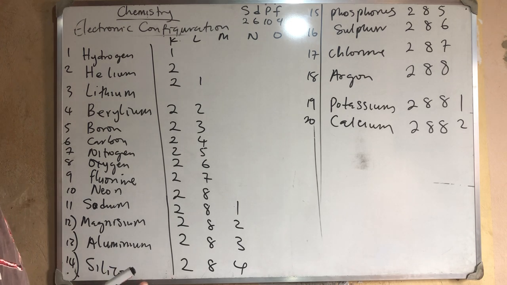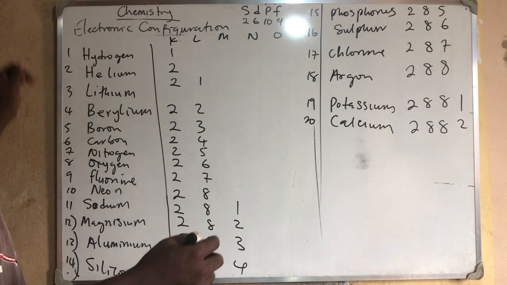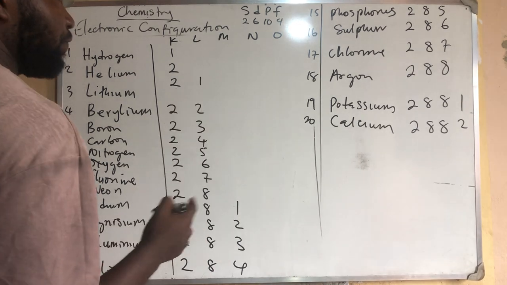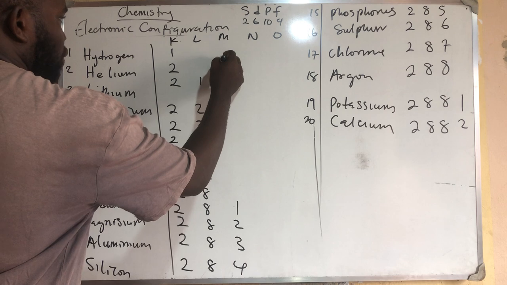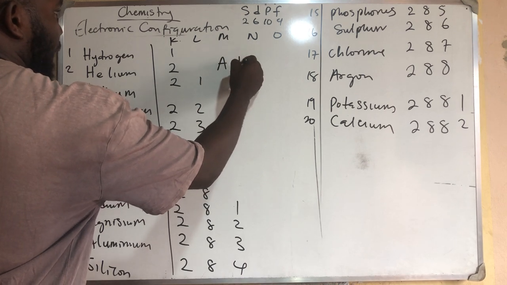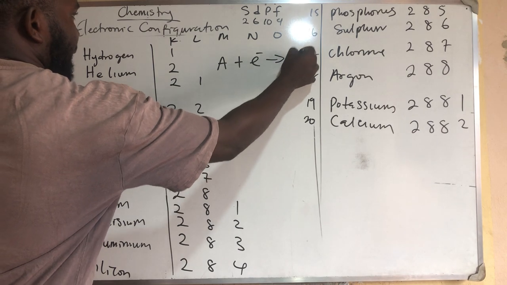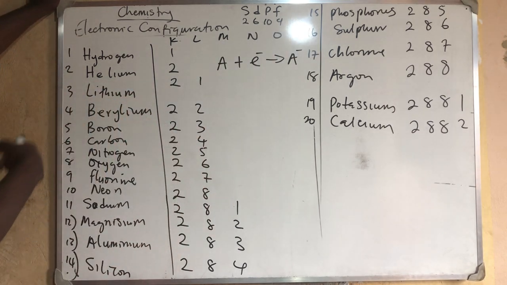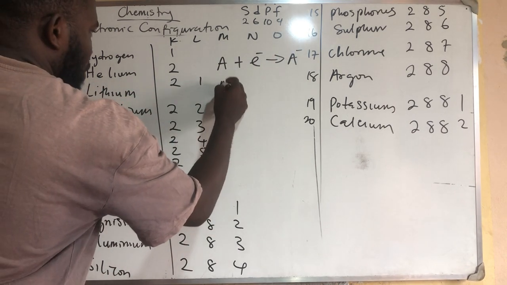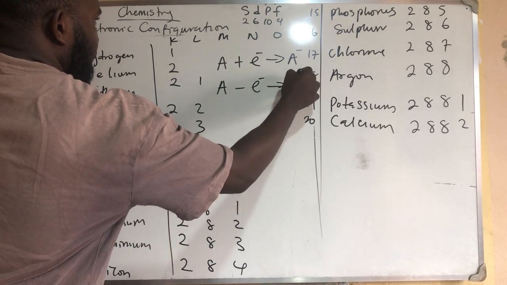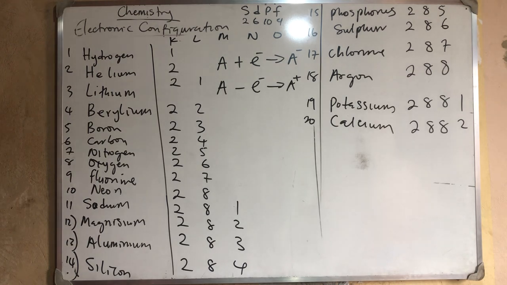How do we form an ion? An ion is formed when an atom loses or gains an electron. Don't forget, you can go over to our former video. So if I have an atom A and gain one electron, what do we have? We have A minus because it gained negativity. But if I have an atom A that loses an electron, it will be what? A plus, because it gave out an electron.